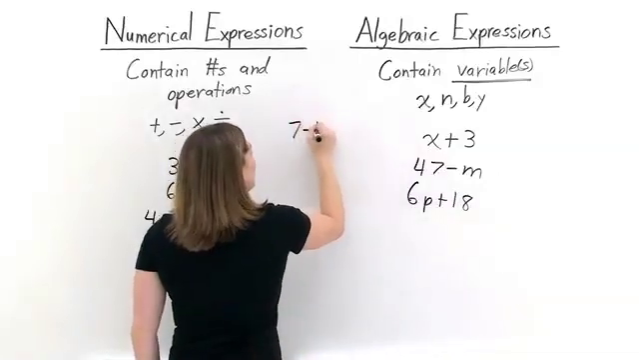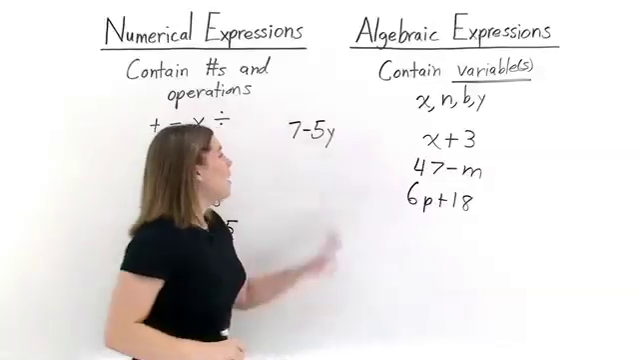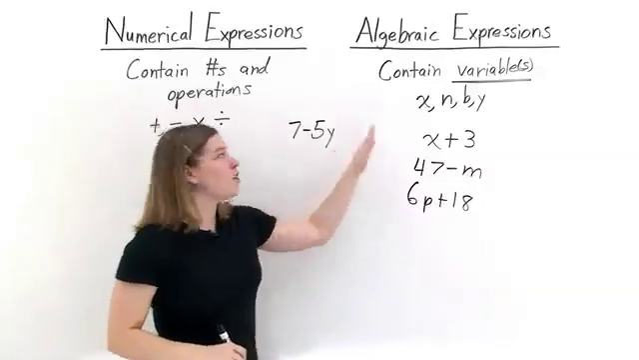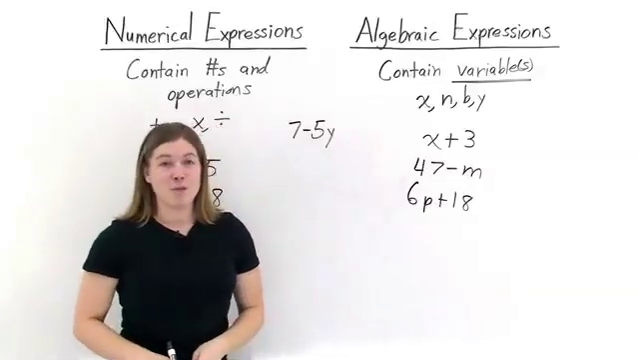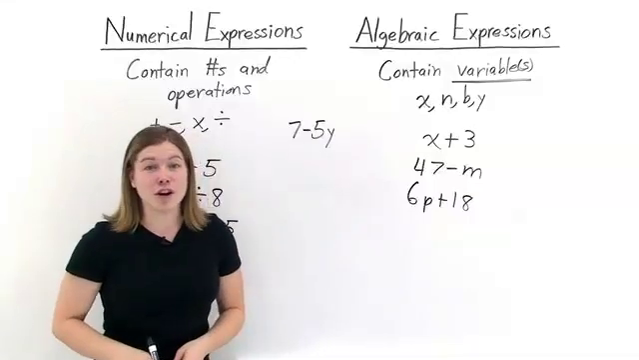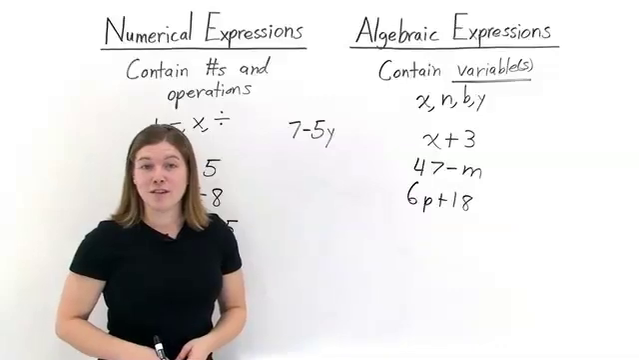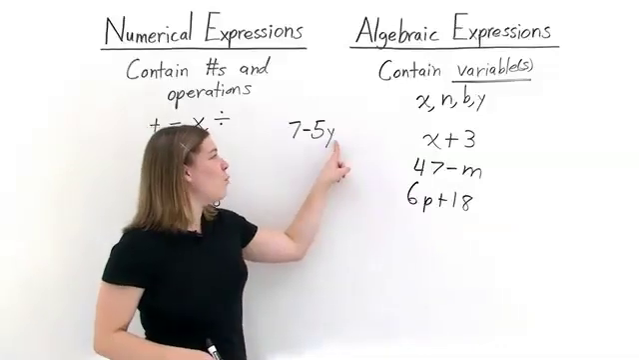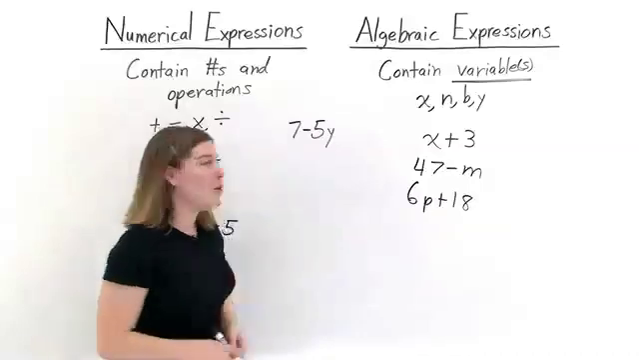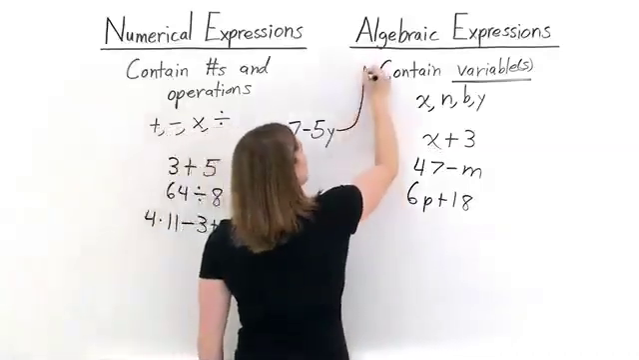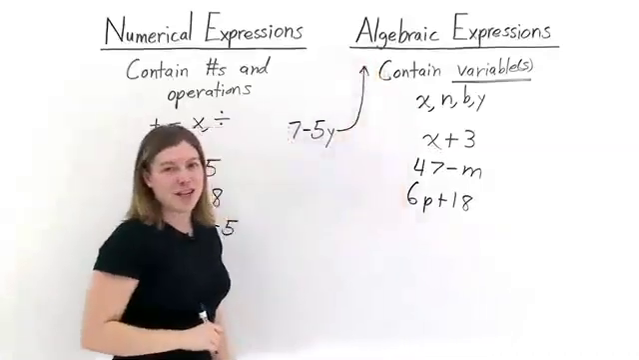Let's take 7 minus 5y. Is this expression a numerical expression or an algebraic expression? Well, using the trick we just learned, ask yourself, does this expression contain a variable? Yes, it does. It contains a y, and y is a variable. So that means that this expression is an algebraic expression.